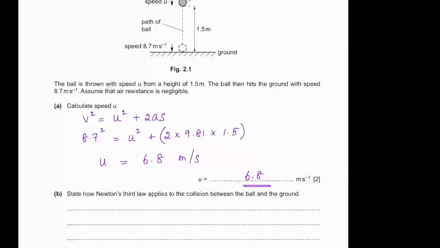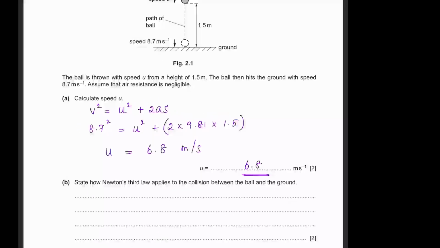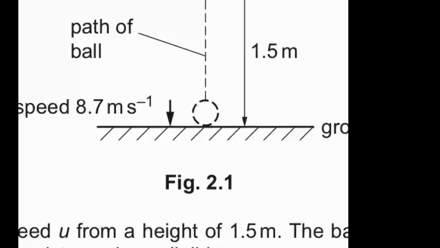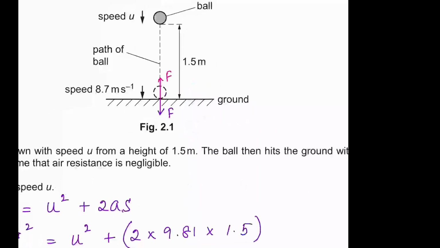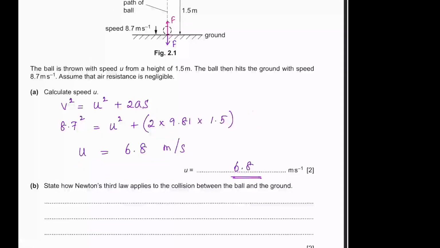The next one. State how Newton's third law applies to the collision between the ball and the ground. So guys, when the ball hits the ground, there will be a force exerted by the ball on the ground in the downward direction. There will also be a force exerted on the ball by the ground in the upward direction. These two forces will be equal in magnitude and opposite in direction. So how can we state how Newton's third law applies to the collision between the ball and the ground?